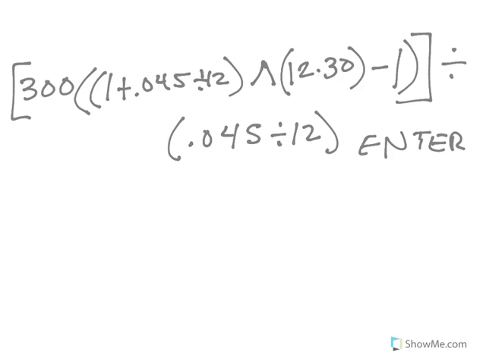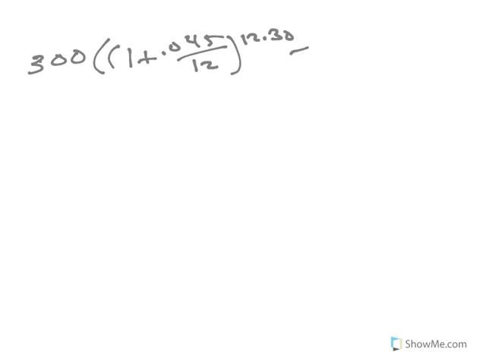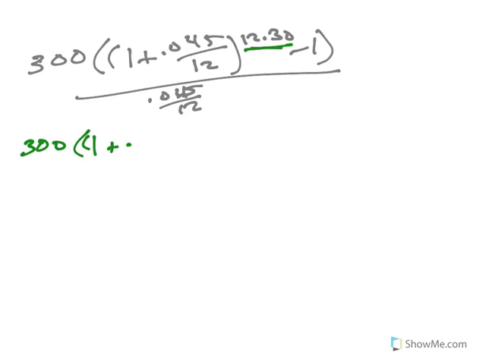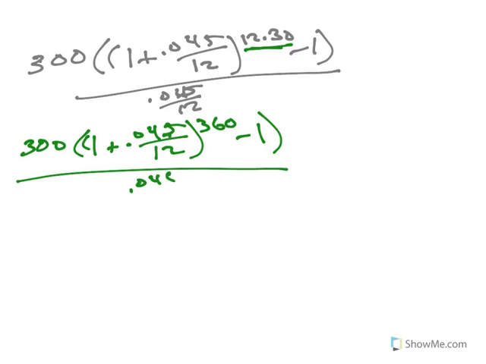If you want to do order of operations, I can show you that too. Order of operations says, well, that's fine. So we've got 300 double parentheses 1 plus 0.045 over 12 raised to the 12 times 30, minus 1, over 0.045 divided by 12. You have to do the exponents first. 12 times 30 is 360. So that's my first step. Then we have 1 plus 0.045 divided by 12 raised to the 360 power, minus 1, all over 0.045 over 12. Sometimes I know it seems like a lot of steps, but they can be quite helpful. Now, inside the parentheses, I would do this first.